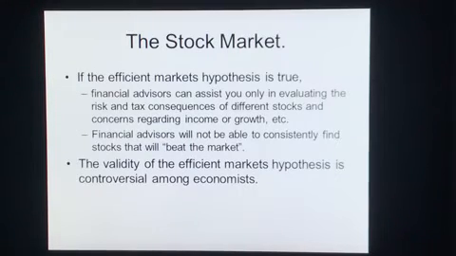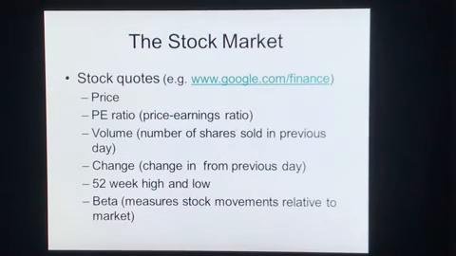The validity of the efficient market hypothesis is basically confusing or controversial among the economists. In stock markets, these are the important terminologies which can be used: stock quotes, price earning ratio, volume change, 52-week high and low prices, and beta, which measures the stock movement relative to the market.